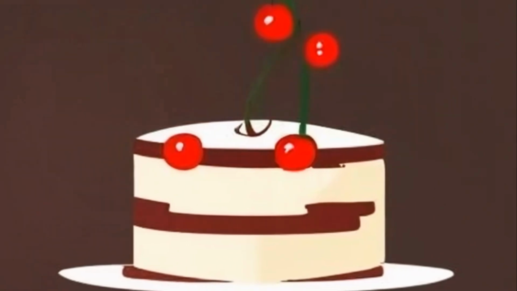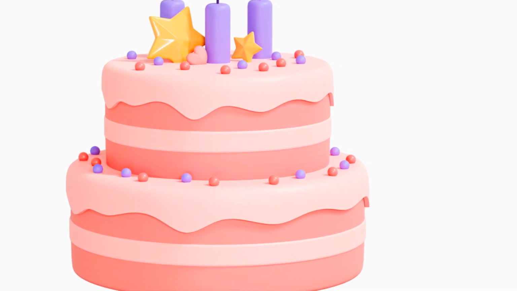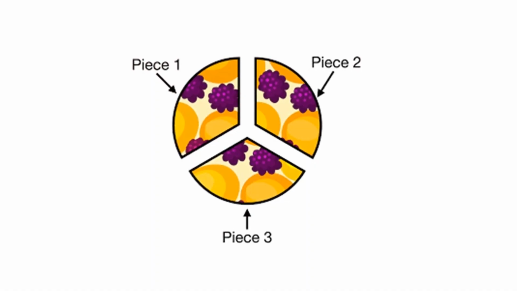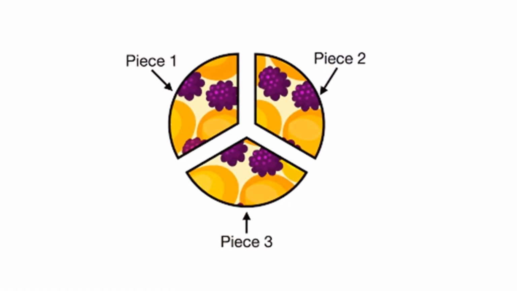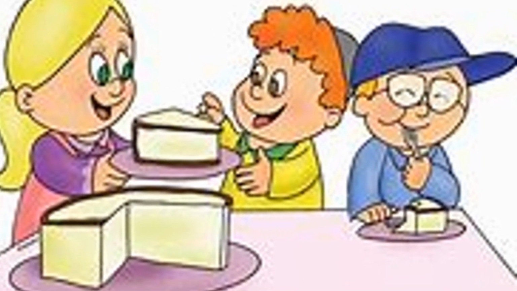"Now, imagine you have a cake," Froggy started. "You're having a party, and you want to share this cake with 3 of your friends. How would you do it? You'd cut it into equal parts, right? So you and your friends can each have a piece. This is where fractions come in."